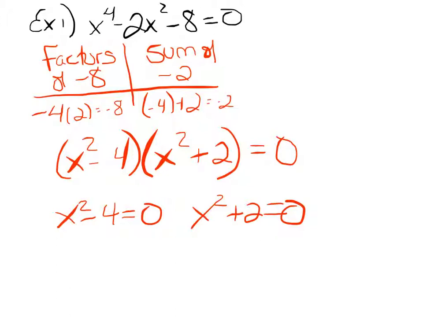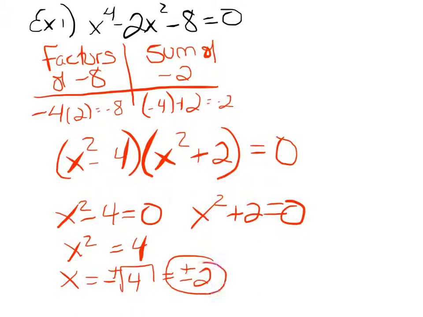I have just an x squared term, so I know how to solve quadratic equations with just x squared. So I'm going to go ahead and add 4 to each side. Sorry, I didn't write that step in. And then I'm going to go ahead and take the square root of both sides. And I do get x equals, remembering my plus or minus, the square root of 4. Because 4 is a perfect square, I know that the square root of 4 is just plus or minus 2.